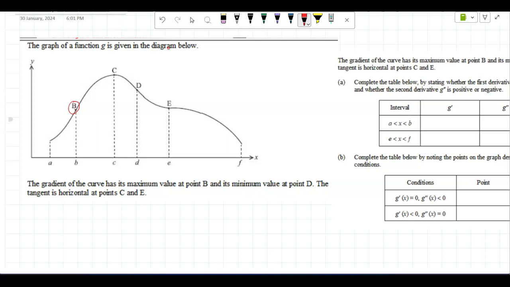At B, it's positive still. After B, what does it become? It becomes 0. Think like this: the slope is positive, here the slope becomes maximum, and the slope is still positive, and then the slope becomes 0. So the slope is positive, maximum, and then the slope becomes 0, like this.